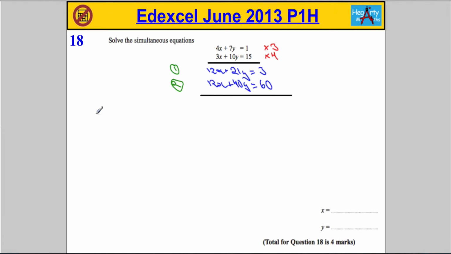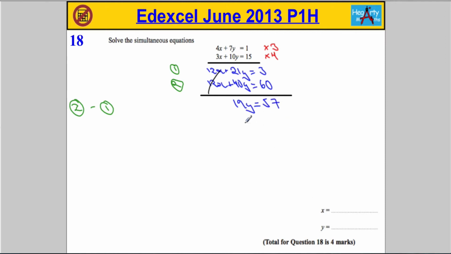I'm going to subtract equation 1 from equation 2. So I'm going to take equation 1 away from equation 2. What's going to happen here is that the x's are going to cancel out. 40y subtract 21y is going to leave me with 19y. And 60 subtract 3 is going to give me 57.